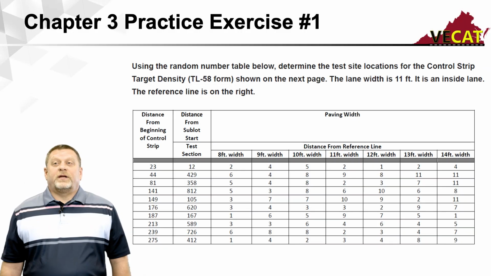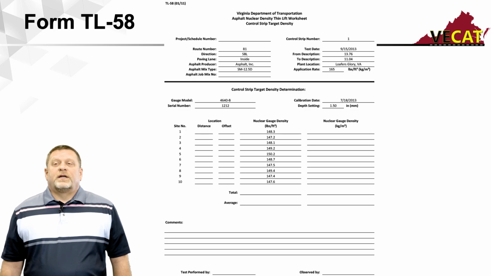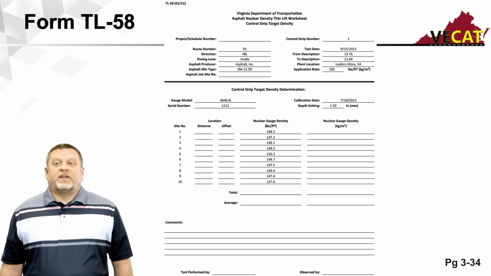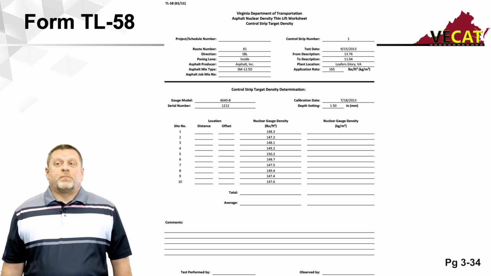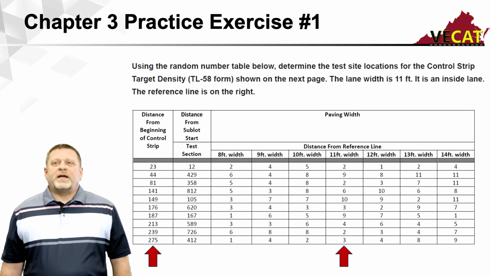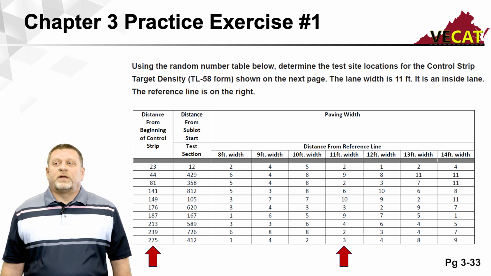For Chapter 3, practice exercise number 1, this is a random number table you'll have supplied to you that gives you your test locations. This is the form TL58. It's going to be given to you on an example like this on the exam, or you'd be using a blank form without this data on it when you're actually working in the field. So back to Chapter 3, practice exercise number 1.